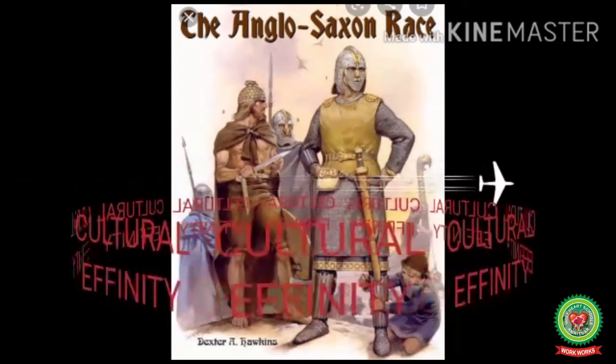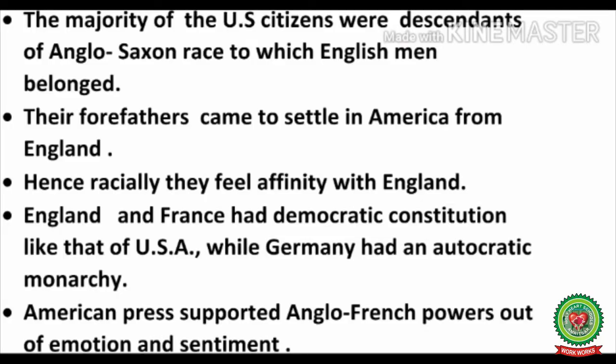The cultural affinity with England. The majority of US citizens were descendants of the Anglo-Saxon race to which Englishmen belonged. Their forefathers came to settle in America from England, hence racially they feel affinity with England. England and France had democratic constitutions like that of USA, while Germany had an autocratic monarchy. American press supported Anglo-French powers out of emotions and sentiments. So, it was natural for the citizens of America to support the Anglo-French Allied powers.